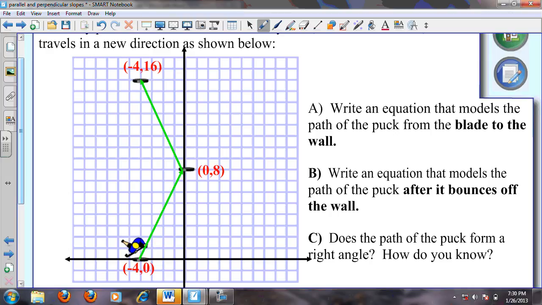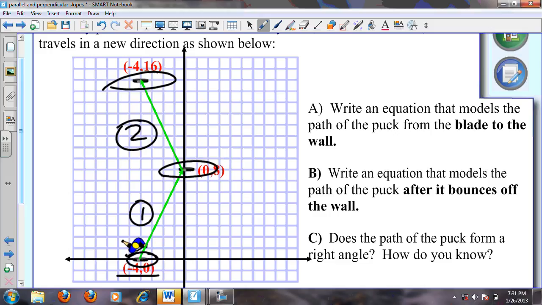Here we have the starting point at -4, 1. Here the puck is hitting the wall at 0, 8. And it's then reflected off to -4, 16. All right, and this talks us through how we can do this. Here's the two lines. This is line number 1. Once it hits, this is line number 2.